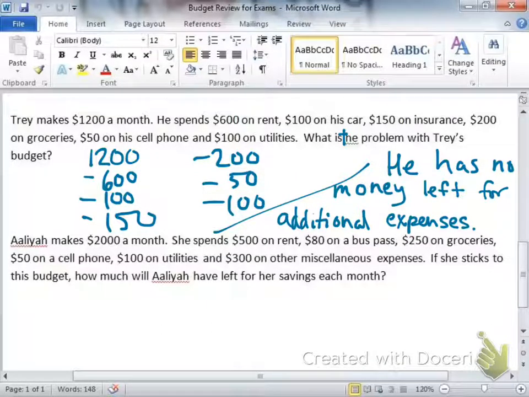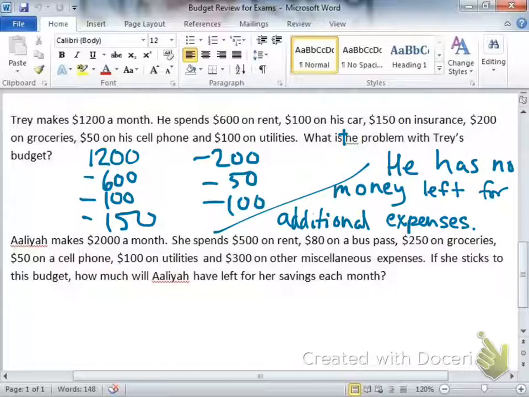Any questions on Trey? All right, next talking about Aaliyah. Aaliyah makes $2,000 a month. She spends $500 on rent, $800 on a bus pass, $250 on groceries, $500 on cell phone, $100 on utilities, and $300 on other additional miscellaneous expenses. If she sticks to this budget, how much will she have left over for savings each month?